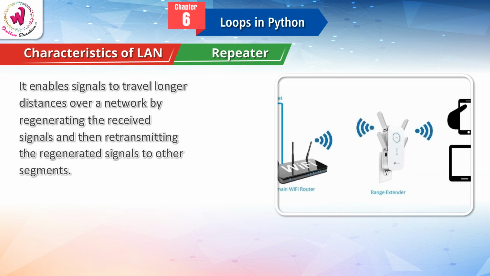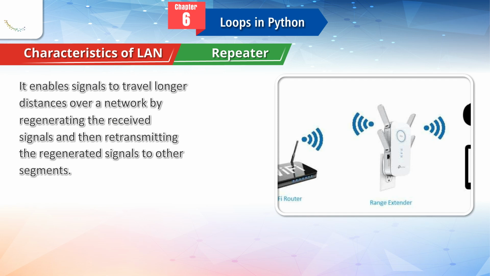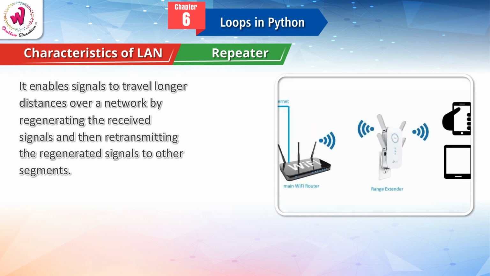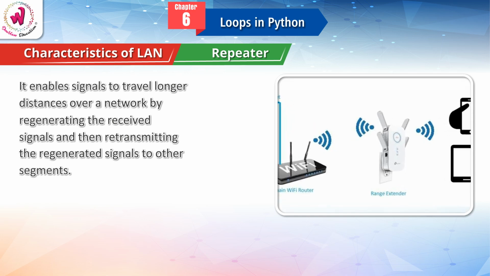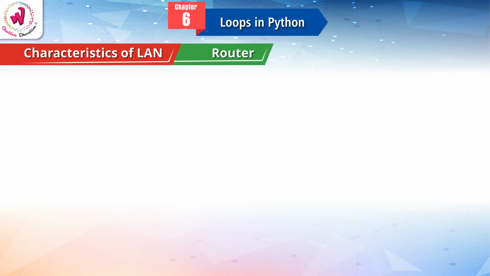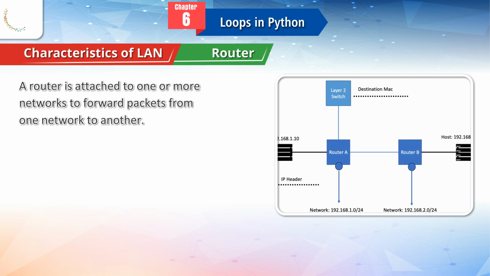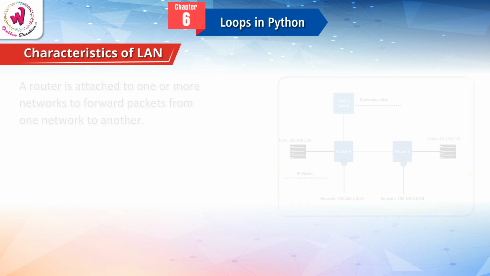It enables signals to travel longer distances over a network by regenerating the received signals and then retransmitting the regenerated signals to other segments. Router. A router is attached to one or more networks to forward packets from one network to another.